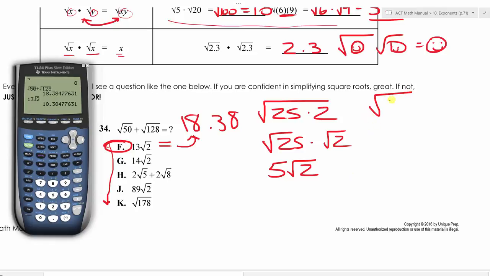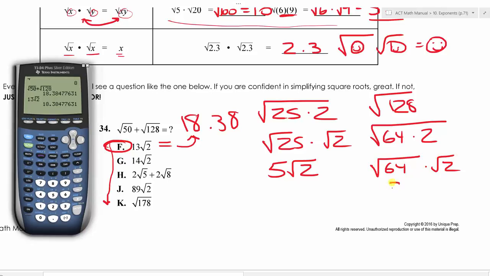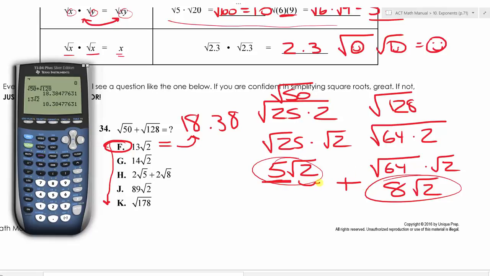And then the root 128, well, 64 goes into 128 2 times. So this would be root 64 times root 2. And then I can split that into root 64 times root 2. And that would be 8 root 2. And now I am adding those. This was root 50, and this was root 128. So 5 root 2 plus 8 root 2, that's 5 root 2s and 8 root 2s. If I put 5 root 2s together with 8 root 2s, I get 13 root 2s. In other words, you could think of these as coefficients here. I'm just adding the coefficients and I do get answer choice F.